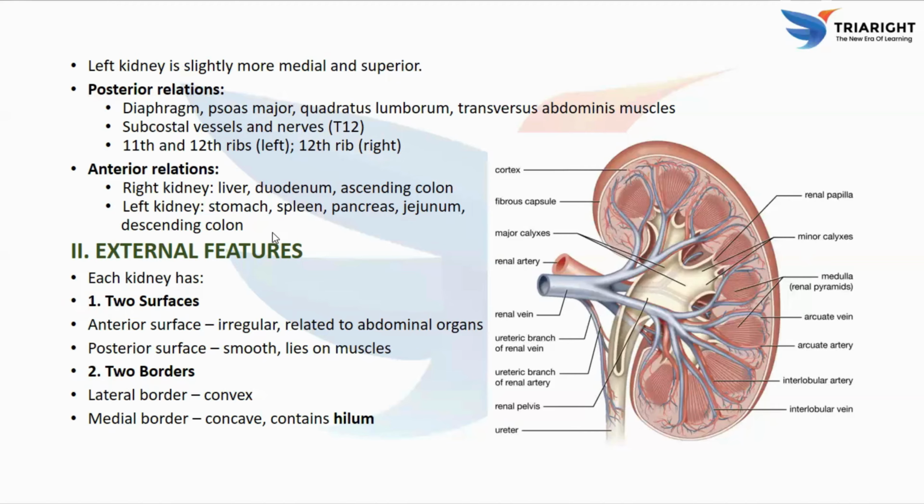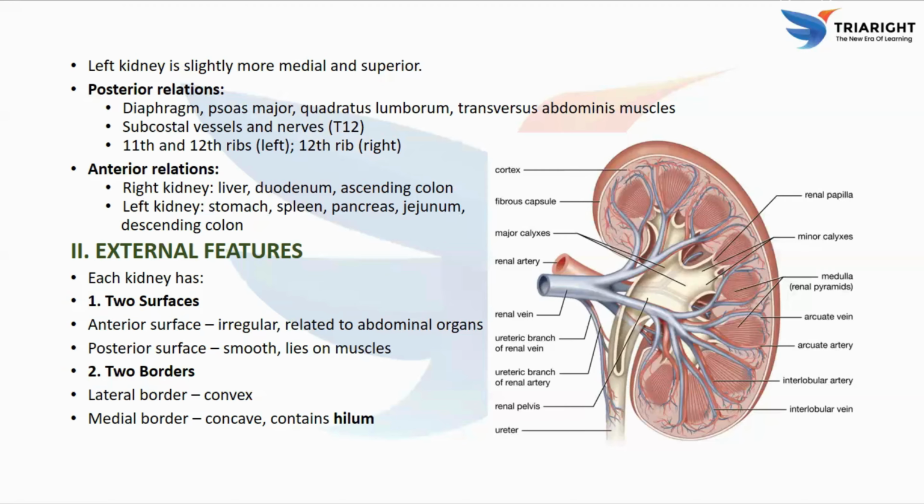So what are the anterior relations of these kidneys? The structures in front of each kidney are called the anterior relations. The right kidney is related to the liver, duodenum, which is the first part of the small intestine, and also the ascending colon. Whereas the left kidney is related to the stomach, spleen, pancreas, jejunum, and descending colon. Why is this important? Because inflammation or enlargement of these organs can affect the kidney and also vice versa.